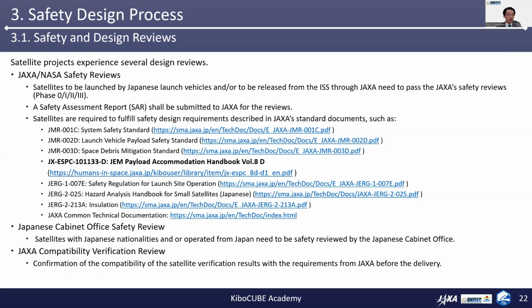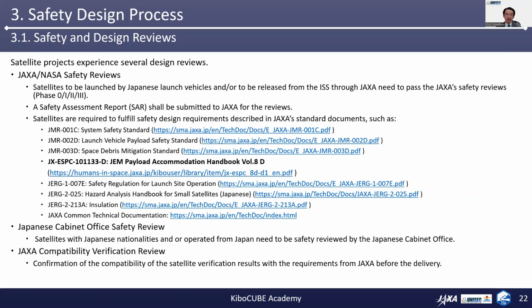So these are JMR-001C, System Safety Standard, JMR-002D, Launch Vehicle Payload Safety Standard, JMR-003D, Space Debris Mitigation Standard, JX-ESPC-101133D, JEM Payload Accommodation Handbook Volume 8D, JERG-1-007E, Safety Regulation for Launch Site Operation, and JERG-2-025, Hazard Analysis Handbook for Small Satellites in Japanese, and JERG-2-213A, the insulation. So please be informed about these documents very well.